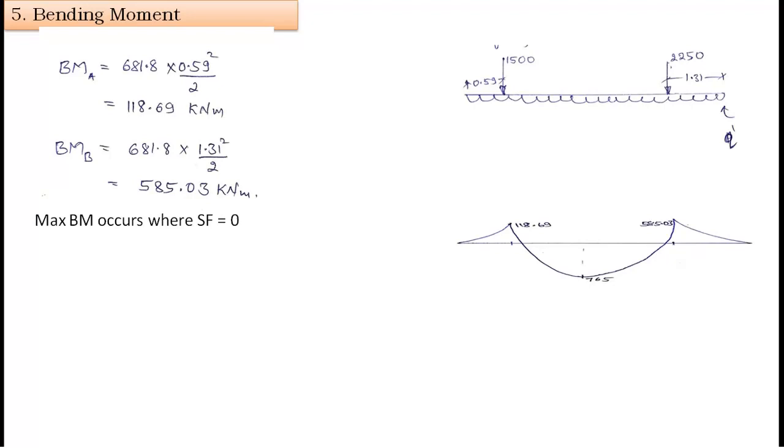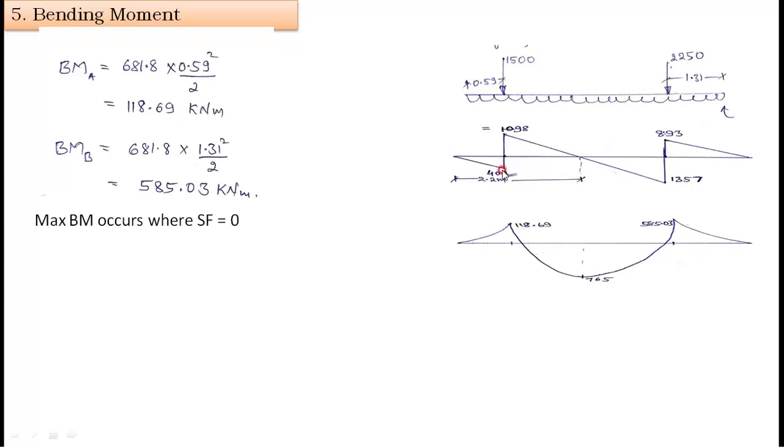For that I will draw the shear force diagram directly, because it is of no use in design, only to identify the point where SF equals 0. Now how we got 402 and 1098, you need to think in terms of the shear force diagram, the third semester BE SFD and BMD chapter. If you take a section at this point, the vertical force on the left side is 681.8 into 0.59, which is 402.